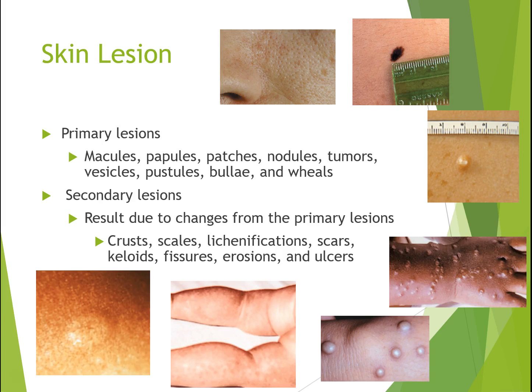Secondary lesions are the result of a change from the primary lesion, so they may develop crusts, scales or lichenification, or scars. Keloids are a type of scarring. They could have fissures, erosions, or actual ulcerations. There are lots of different types of lesions. I'm not going to go through all of them because there are so many, but just so that you're aware that this is something that can occur with the pediatric population.